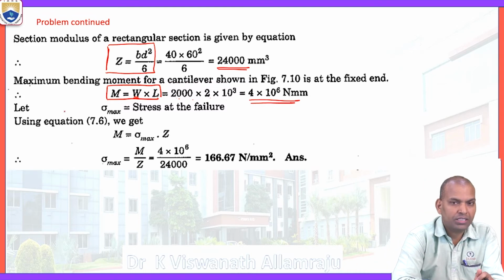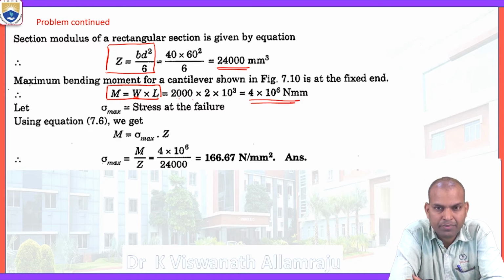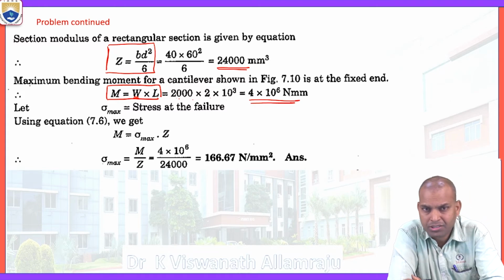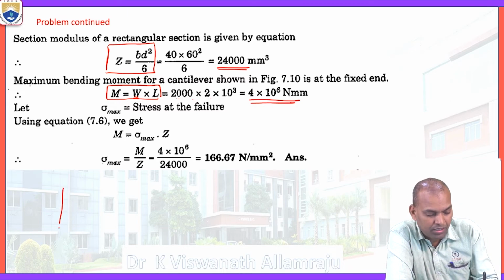Now here we consider the maximum stress to be the stress at the failure. That is the maximum stress. In the stress strain diagram, the maximum stress is different from the failure stress. The maximum stress in the case of the stress strain diagram represents the strength of a material.